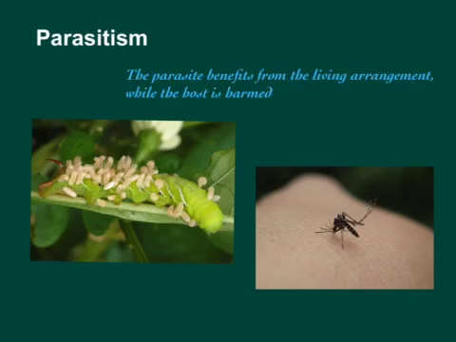And then another relationship between organisms is called parasitism. The parasite benefits from the living arrangement while the host is harmed. These maggots are the parasite and the caterpillar is the host. And the maggots are feeding off of the caterpillar's body and it is harming it. And another example is between a mosquito and humans. They suck the blood from humans and that obviously harms them, but it feeds the mosquito.